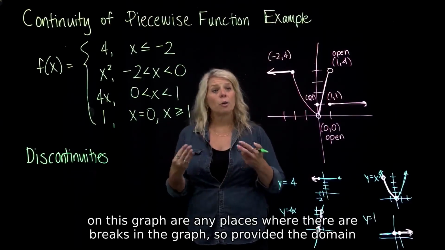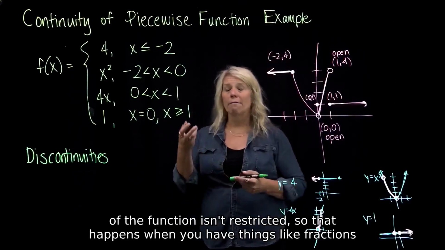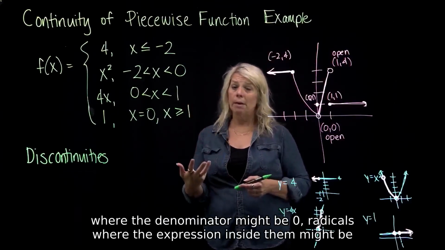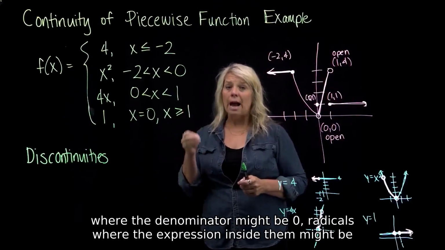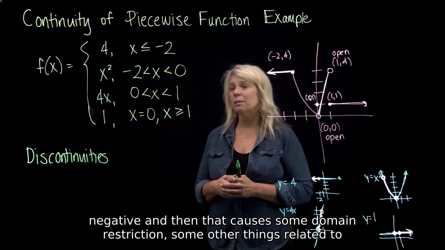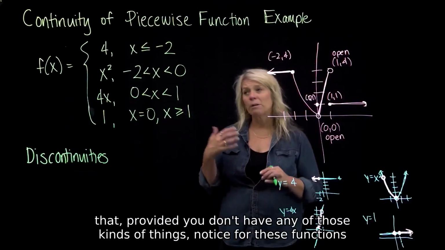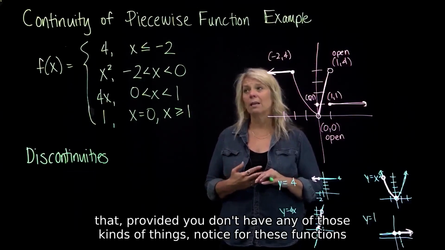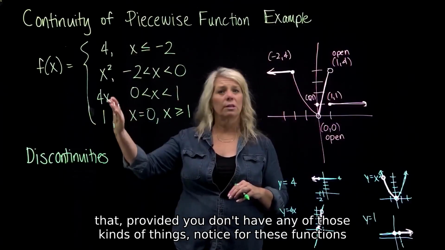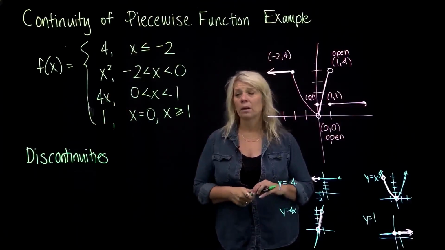So provided the domain of the function isn't restricted, so that happens when you have things like fractions where the denominator might be 0, radicals where the expression inside them might be negative, and then that causes some domain restriction, some other things related to that. Provided you don't have any of those kinds of things. Notice for these functions, I don't have any denominators to worry about. I don't have any radicals to worry about.